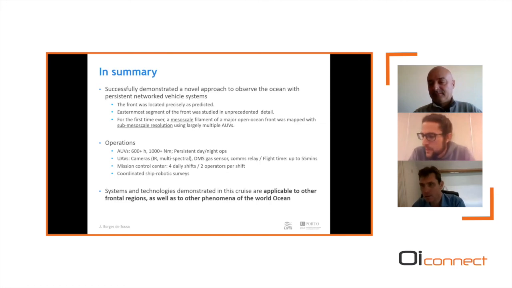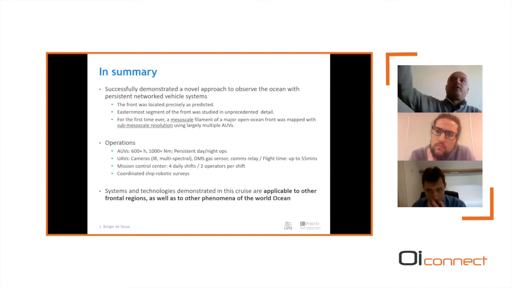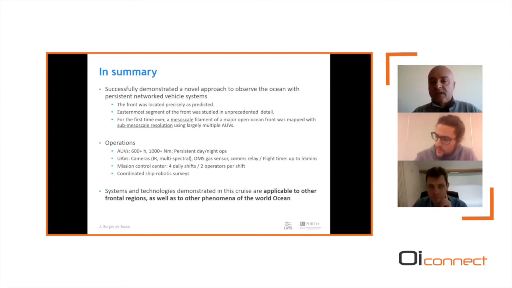Okay, I was wondering, your robots seem to be easy to deploy, but how do you manage to recover them during a campaign like that? Yeah, that's a good question. We were planning to do that with a small crane, but in the end, because the conditions were quite decent, we put a RIB in the water and we were just recovering them by hand. Okay, thank you.